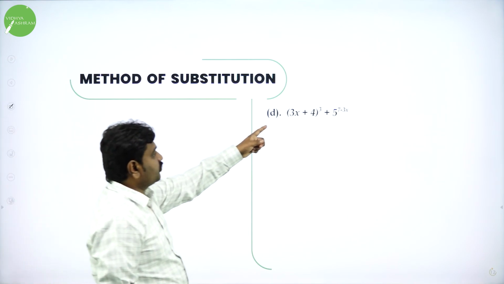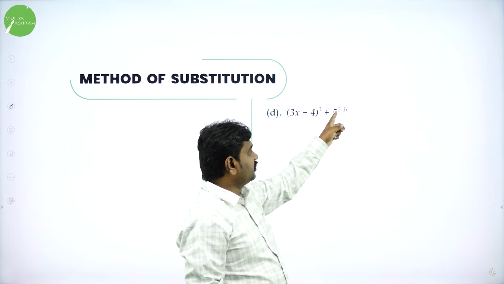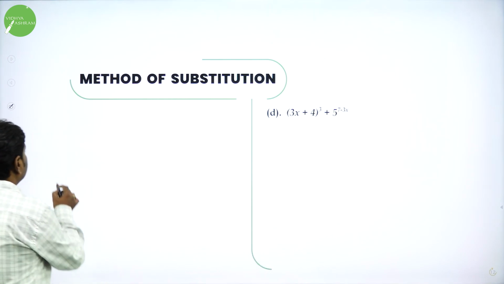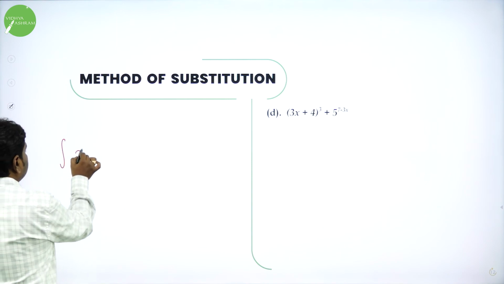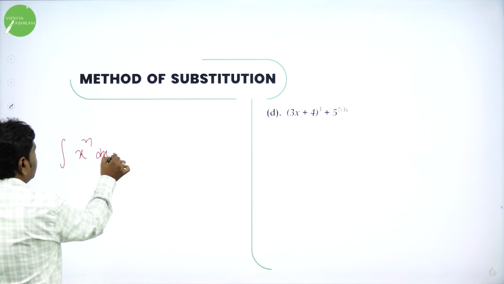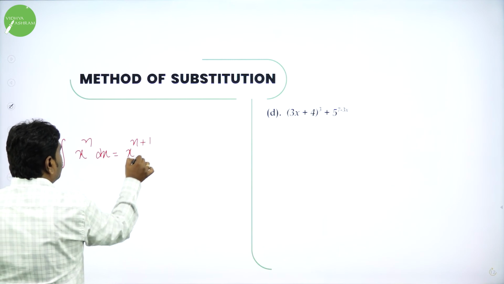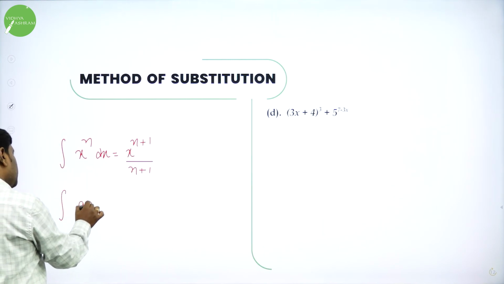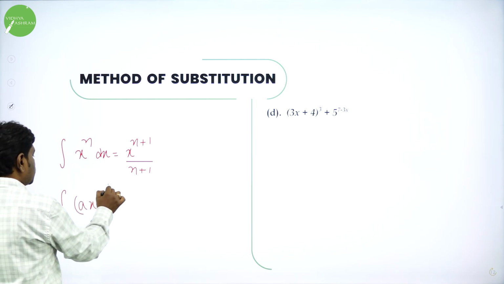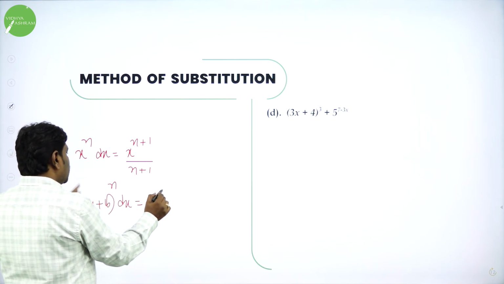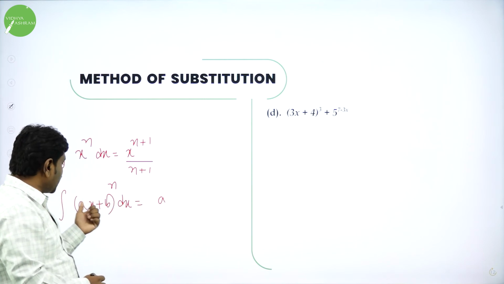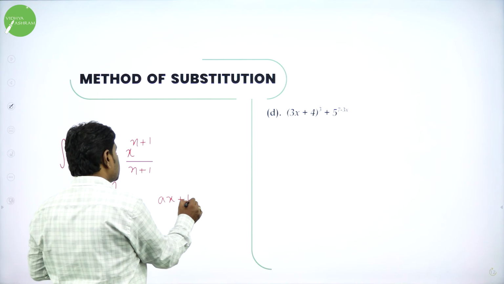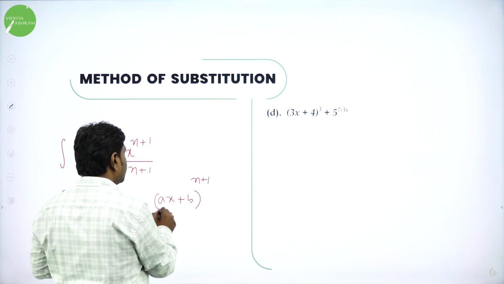Next, (3x plus 4) whole cube plus 5 power (7 minus 3x). See, from now onwards, just use your brains and apply this. See, integration of x power n dx is x power n plus 1 divided by n plus 1. Similarly, instead of x, if you have ax plus b, the answer is the same. X power n gives x power n plus 1 by n plus 1. Ax plus b power n gives (ax plus b) power n plus 1 by n plus 1.